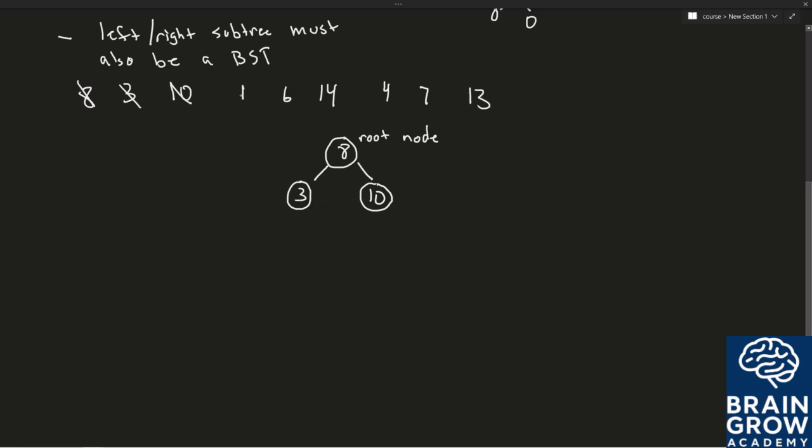So now we go with 1. 1 is less than 8, so go to the left. 1 is less than 3, so go to the left again. Now we have 6. 6 is less than 8. 3 is less than 6, so 6 is greater than 3, so now we have 6 here. 14. 14 is greater than 8. 14 is greater than 10.